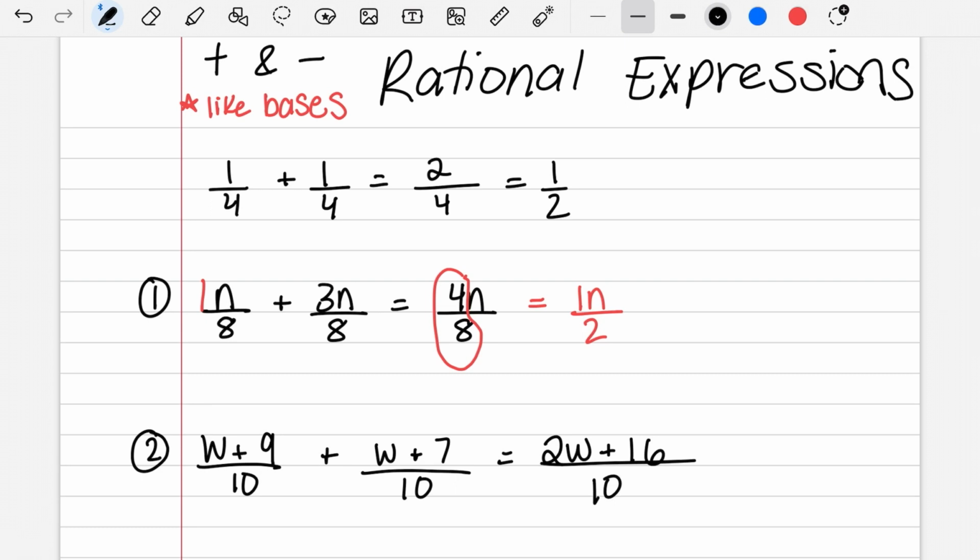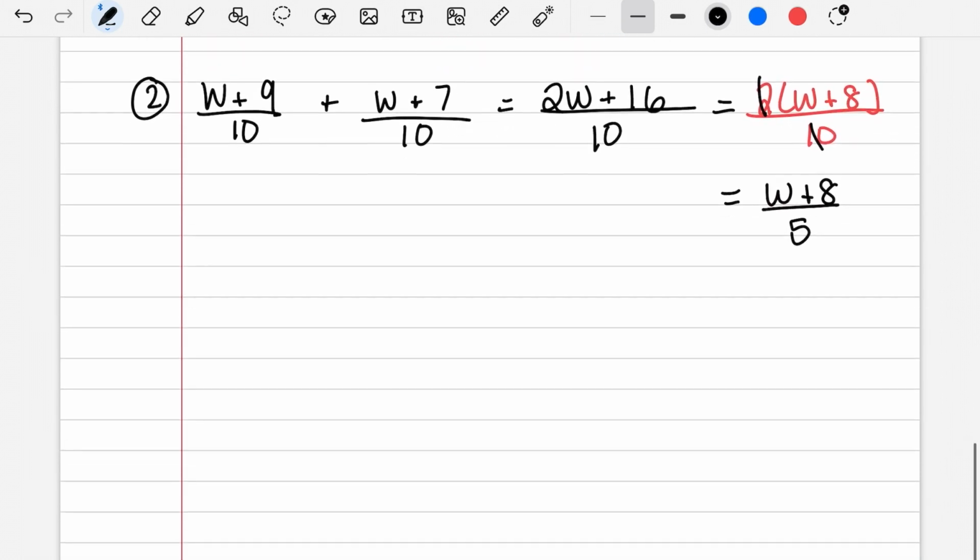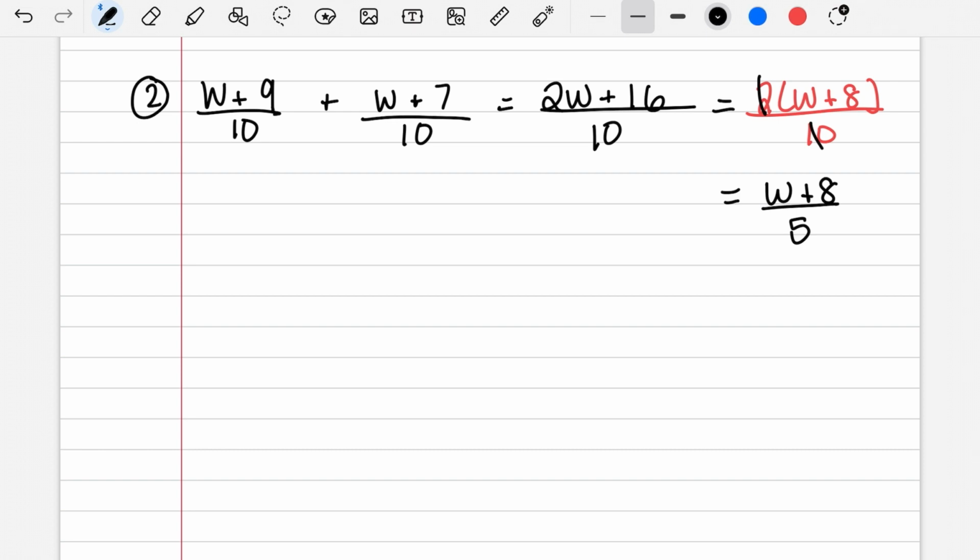Now we can see that we can actually factor and simplify this even more. So we're going to factor out a 2 from the top. Factor out a 2, w plus 8 over 10, and now I can simplify my 2 and 10, so the 2 goes away, with a final answer of w plus 8 over 5. So far, not too bad.